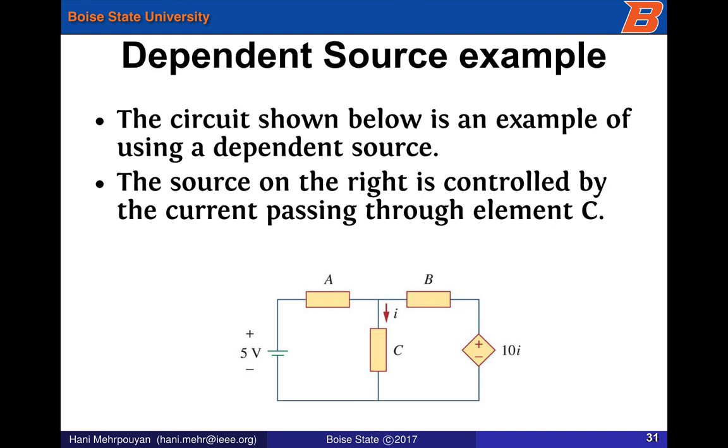So here is an example. We have a voltage source here whose voltage is dependent on the amount of current that is moving through element C. So whatever current is flowing through element C will dictate the voltage around this dependent voltage source. And we will use nodal or mesh analysis to try to find the voltages and currents throughout the circuit.